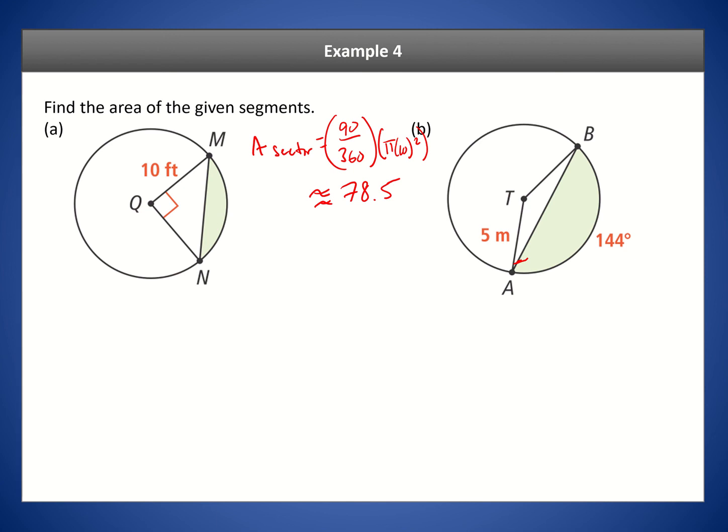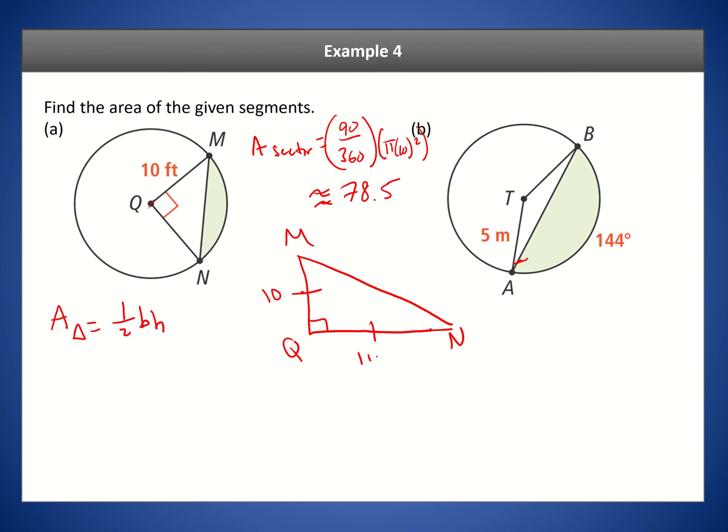Now we'll do the area of the triangle next. The area of the triangle is 1/2 base times height. We'll draw this triangle out. I'm going to draw it with Q on the top. So we know that this is 90 degrees here. Let me draw it a little bit bigger, and actually I'll draw it more like this, so you can see that this is Q, which is the right angle, this is M, and this is N. Because this is a 90-degree angle, and these are the same length, because the radius is 10, this is a 45, 45, 90 triangle.